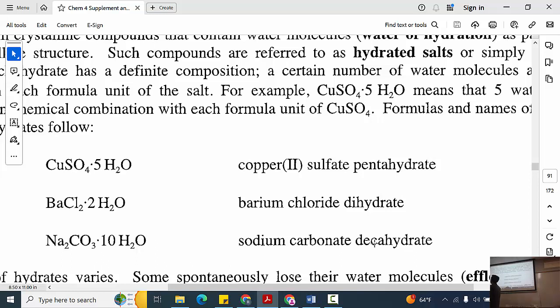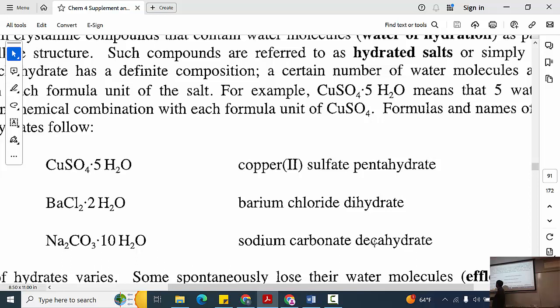And once we get the moles of water, then we can figure out how many grams of salt we have and then calculate how many moles of salt. So here we have 1 mole of salt, 5 moles of water. So we get a 1 to 5 ratio. Here we have a 1 to 2 mole ratio between salt and water. Here we have a 1 to 10 mole ratio.